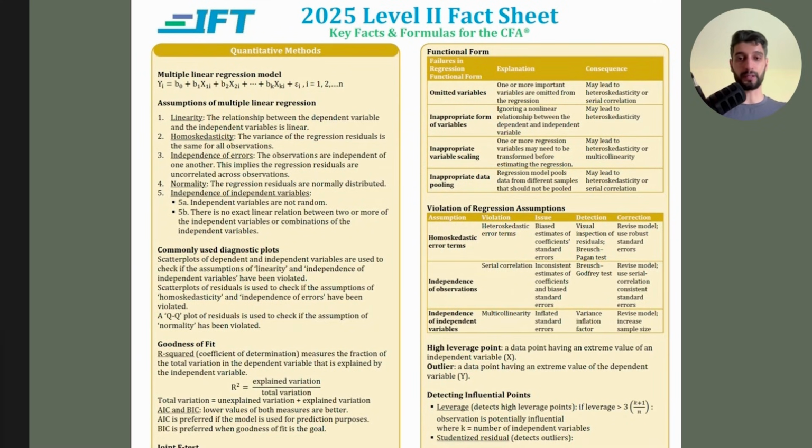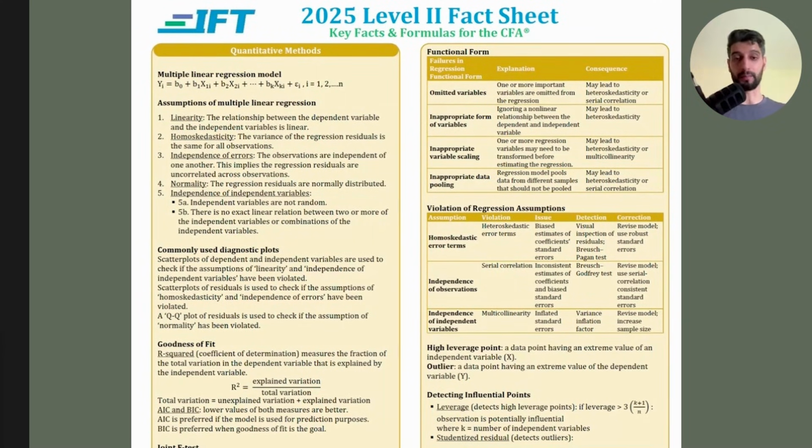Now, as you can see up on screen, I've got the level 2 fact sheet provided by IFT, so if you signed up for their premium package, you'll have access to this, and this is definitely super useful. You can use this to scan through the curriculum quickly and refresh yourself on the key themes, as well as have a look at all the formulas that are testable and required for the exam.